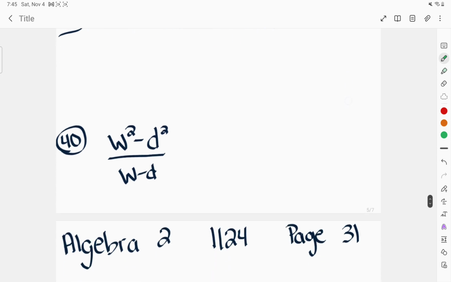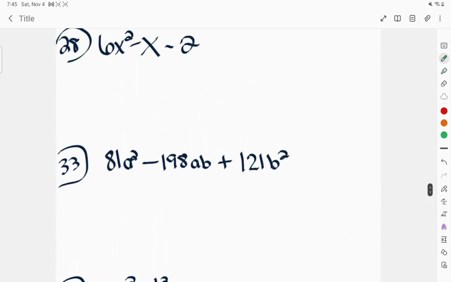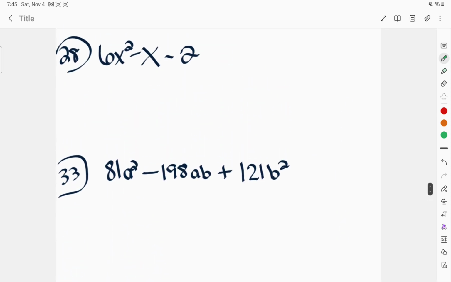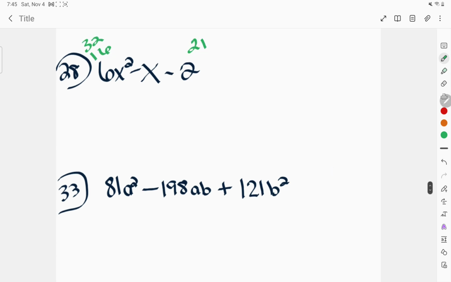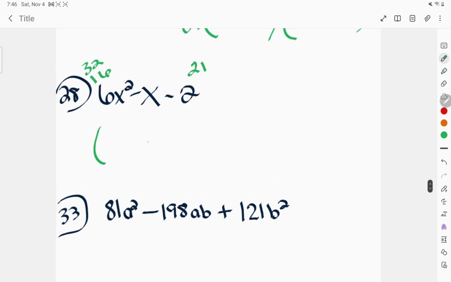Okay, so we're going to do 28 and 29. I'm at 28 and 33 real quick. So factors of 6, 3 and 2, 1 and 6. Factors of 2 are 2 and 1. So I have 2 sets of binomials.